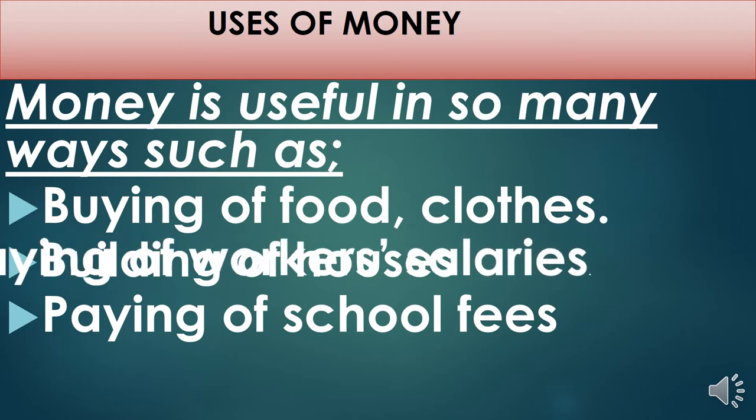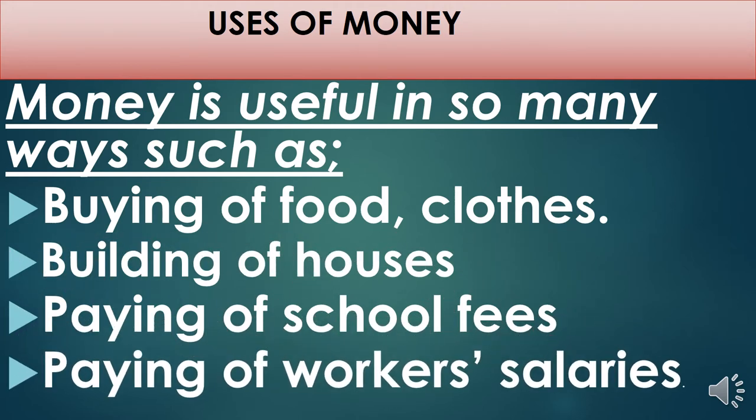All right. Now, we also use money in paying of workers' salary. Money is used to pay workers' salary. What is salary? Money that is paid at the end of the month for services rendered. That is what salary is. Like right now, Auntie is teaching you, she will be paid her salary at the end of the month.